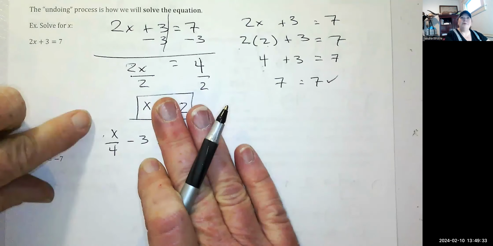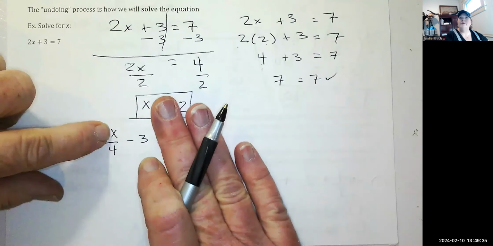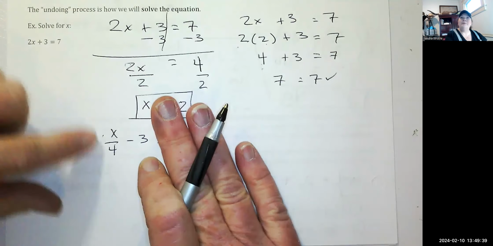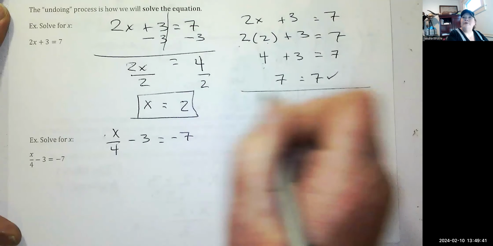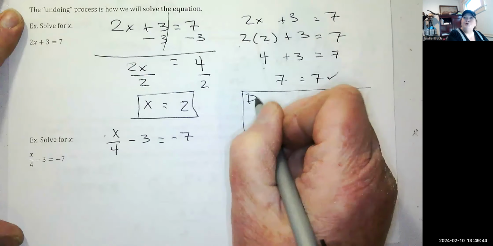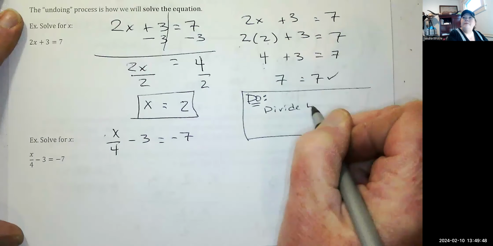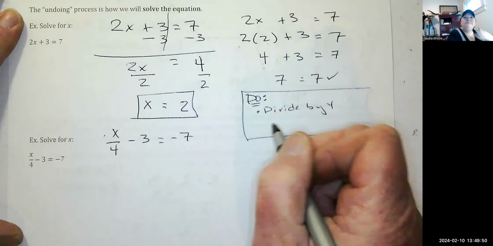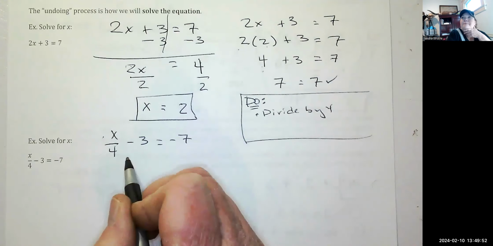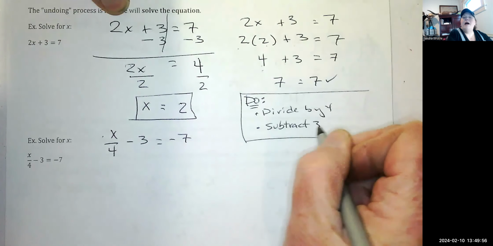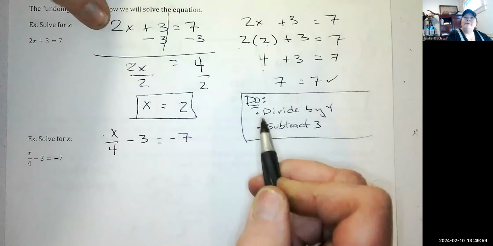And to do this problem, say I plugged in a 4 for this. Well, the first thing I would do is divide by 4. Okay, so I'll just do a little side note over here for me. If I'm going to do the problem, I'm dividing by 4. And then what am I doing? I'm subtracting 3. I like this. I like thinking of the do and undo.